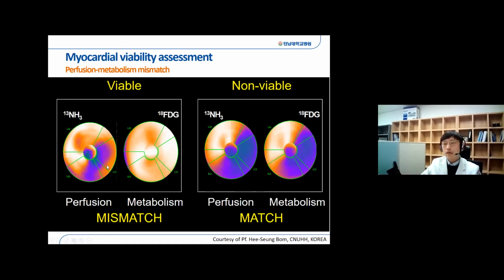So if the perfusion and metabolism are mismatched, then it can be considered viable, but if the perfusion and metabolism are matched, commonly impaired, then it can be considered as non-viable myocardium.